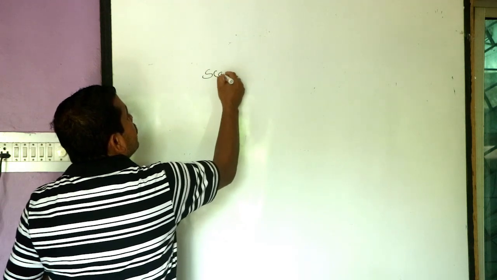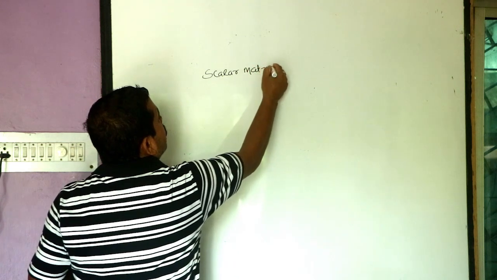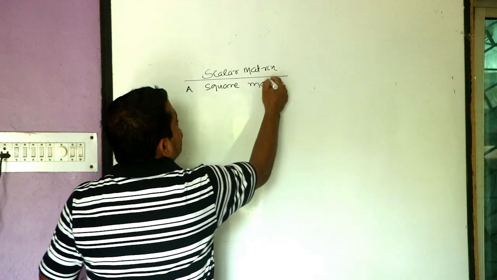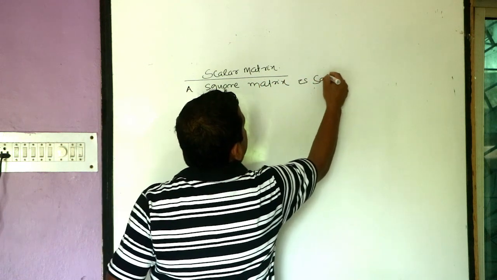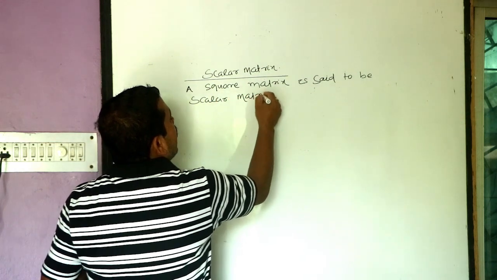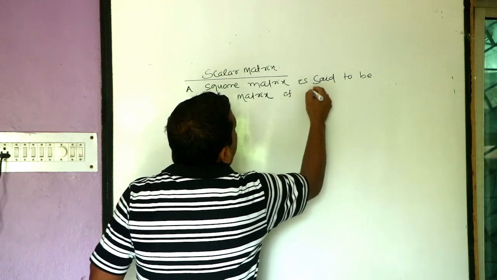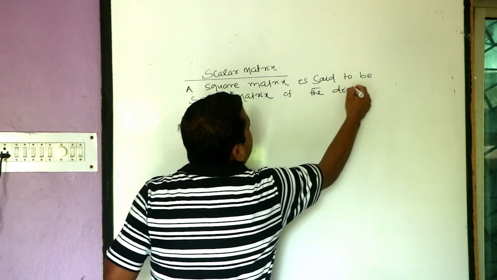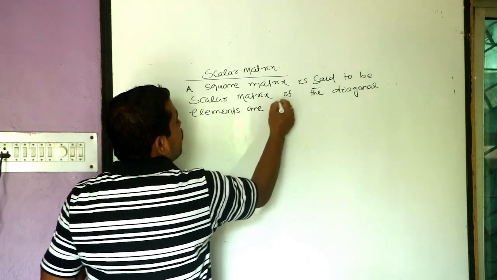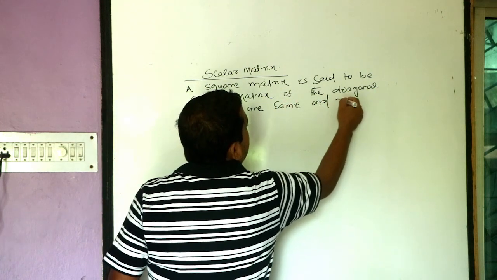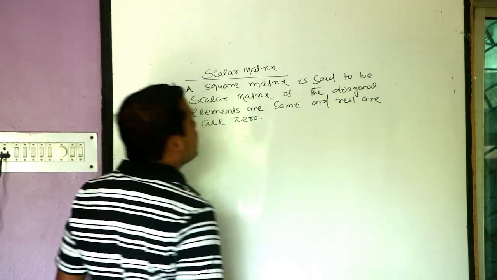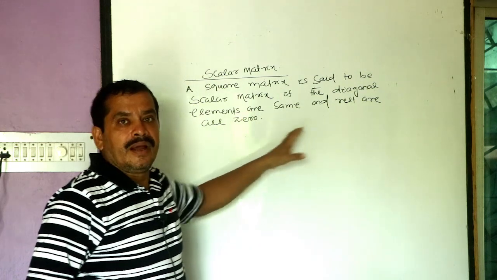Next, scalar matrix. A square matrix is said to be a scalar matrix if the diagonal elements are same and the rest are all zero.